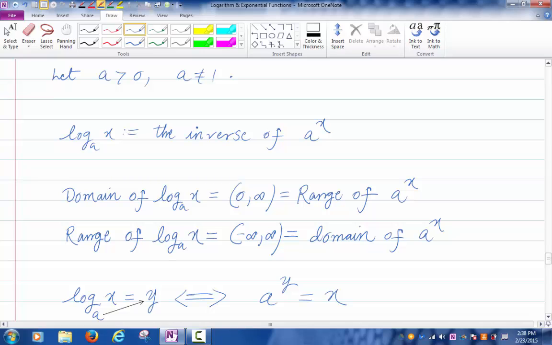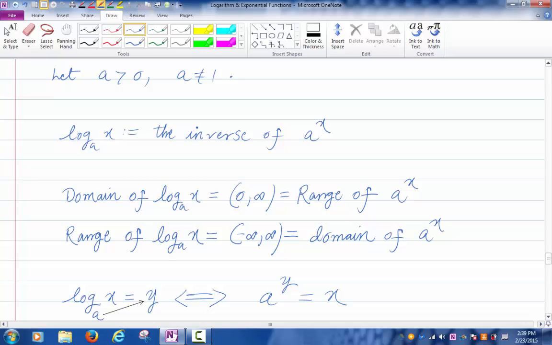So the inverse of a to the x is log base a of x. And so what's the domain of log base a of x? The domain of log base a of x would be 0 to infinity, because that's the range of a to the x. Remember, a to the x is always positive.